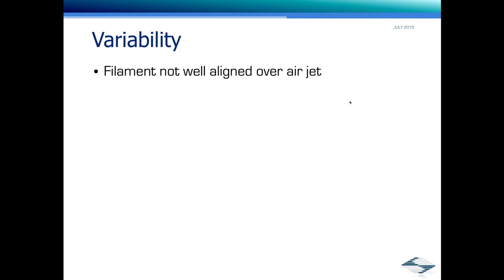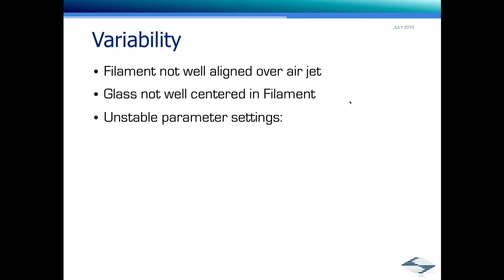Variability is an issue that a lot of people run into, and this is most often due to the filament not being well aligned over that air jet. The glass is not well centered in the filament. You have unstable parameter settings. One parameter setting is way too high or way too low.